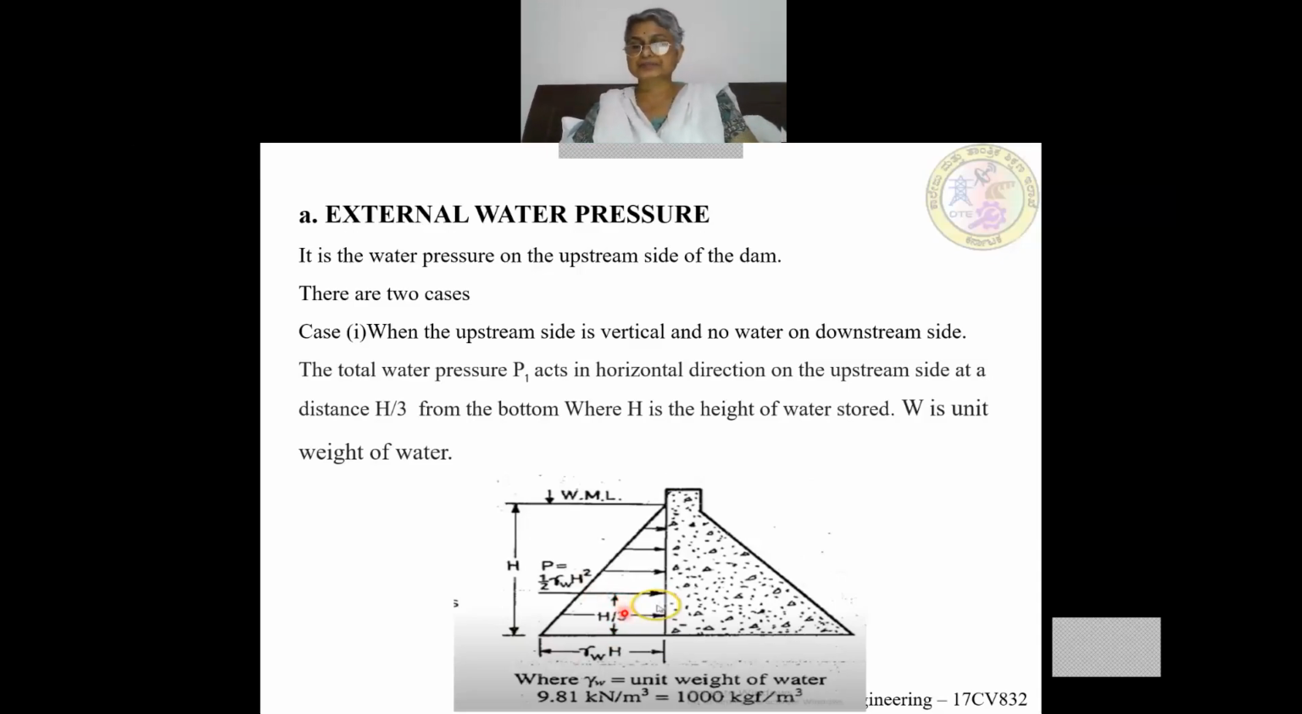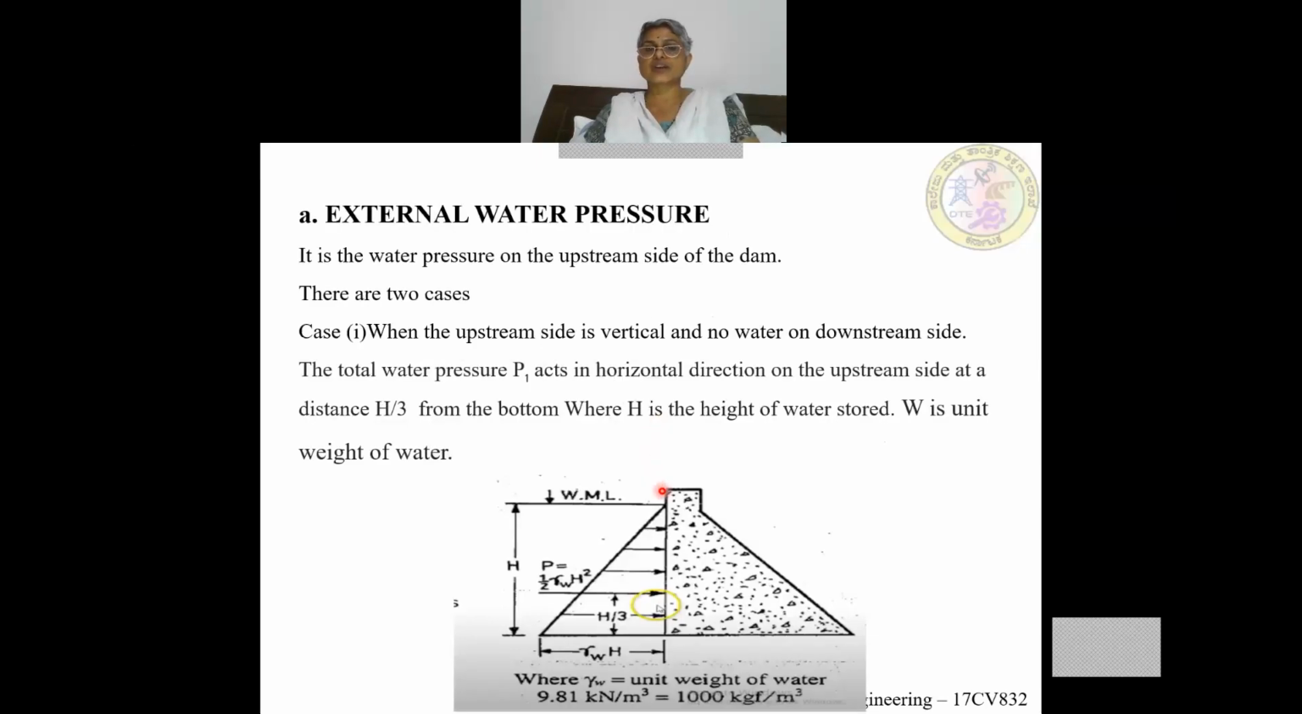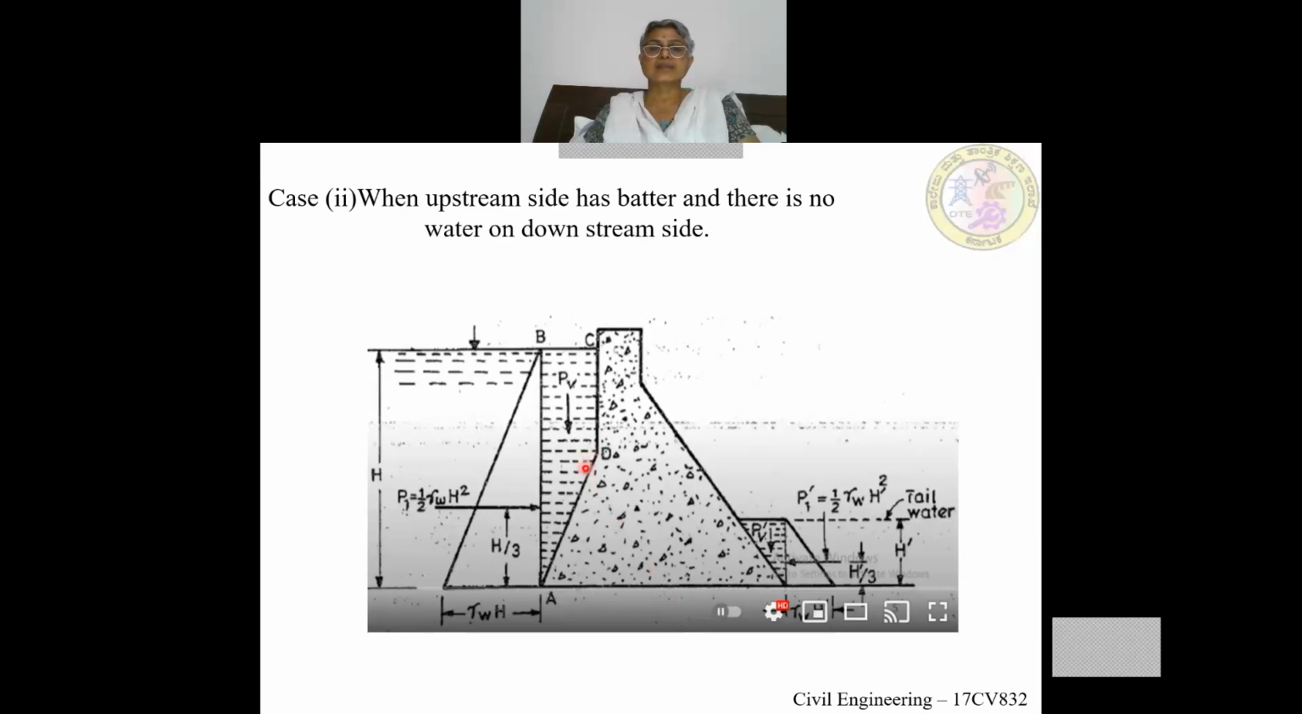So next, we will take case 2, when the upstream side has batter and there is no water on the downstream side. This is the batter, or the upstream side is inclined, but in the previous case, as you have seen, it was vertical. You see this was vertical, and here this is inclined. A batter is provided. I already told you that the batter is provided to improve the stability of the dam.